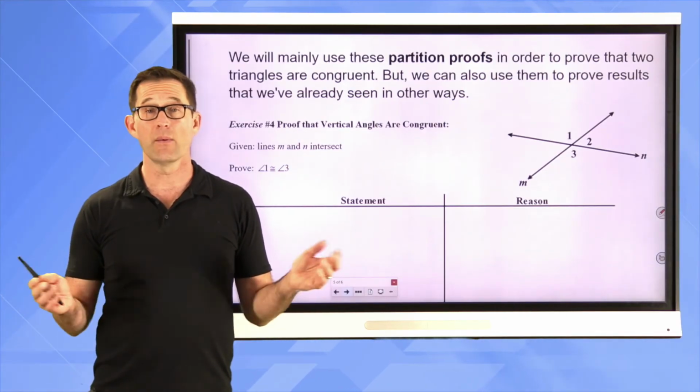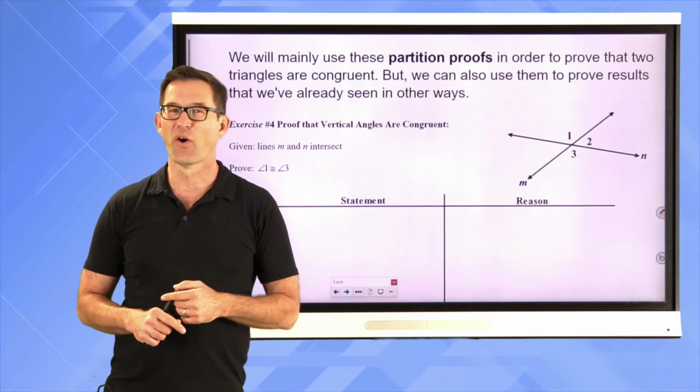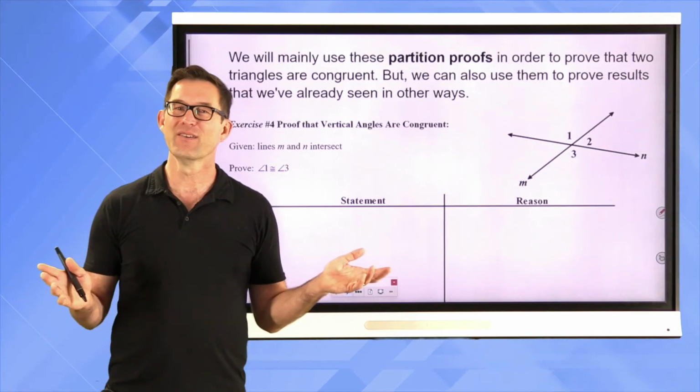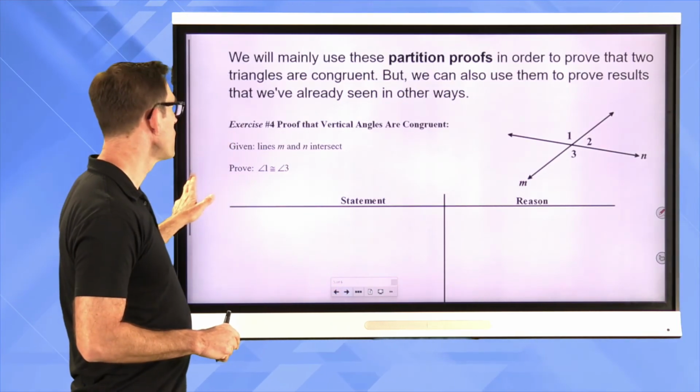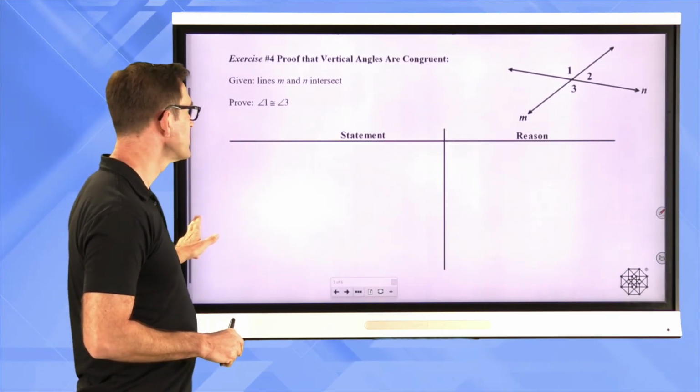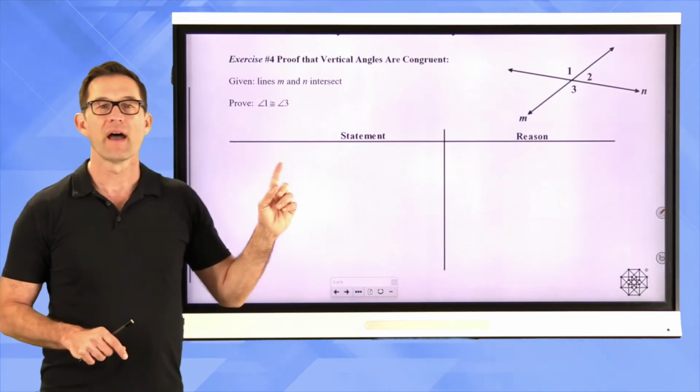And you might be like, well, why would I do that? If we've already proved this some other way, why would I do it this way? Well, because it's good to see these proofs, and you never know when one may show up on, let's say, a state exam. Exercise number 4.